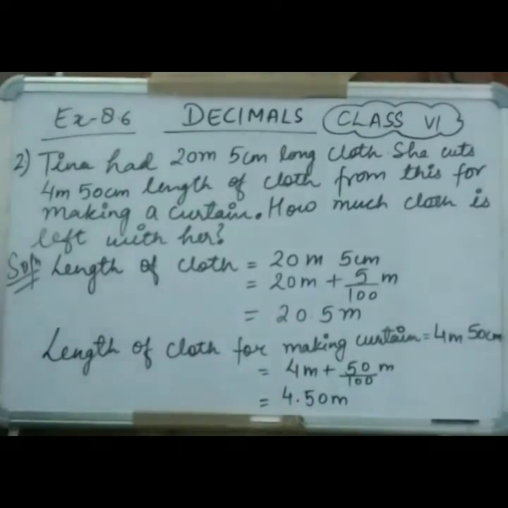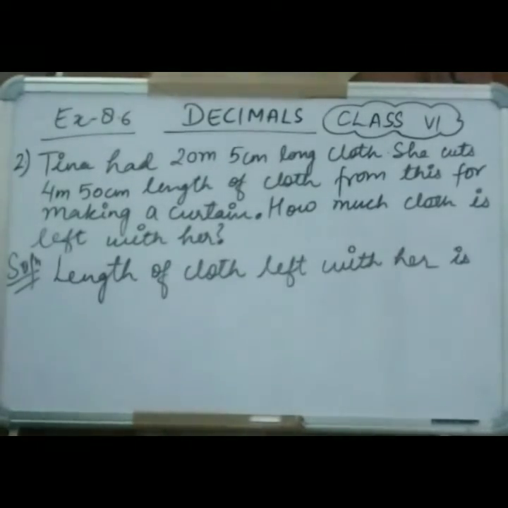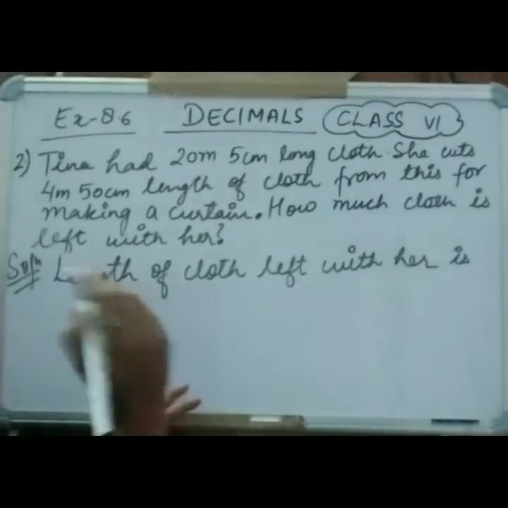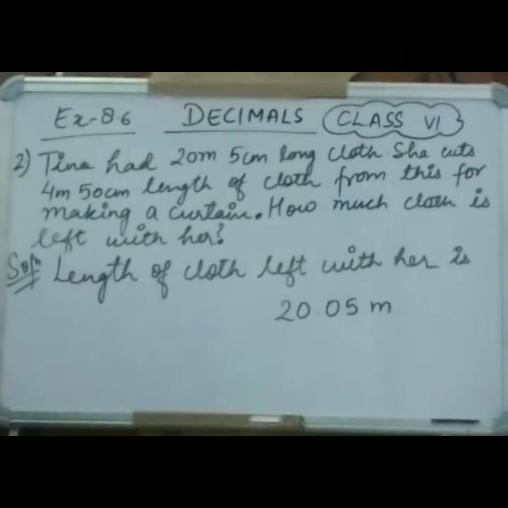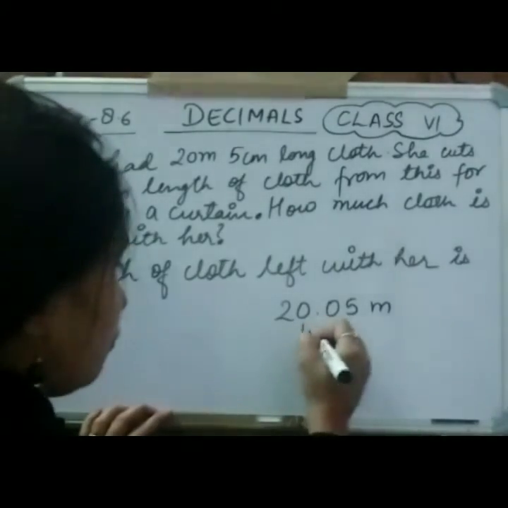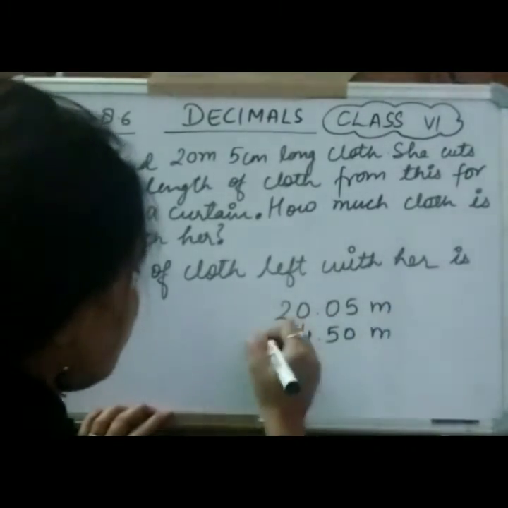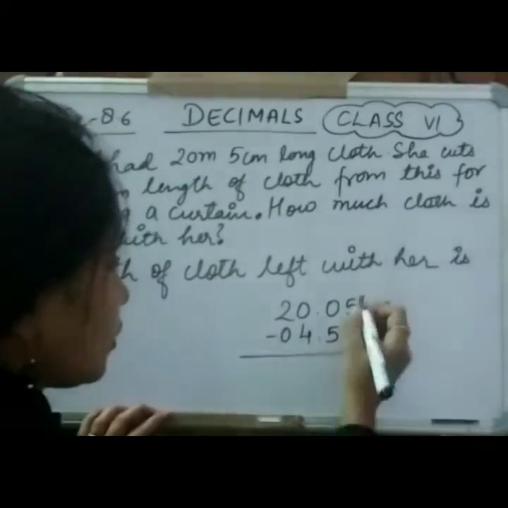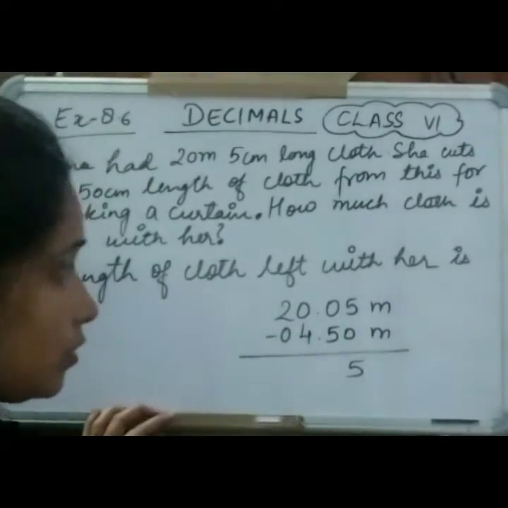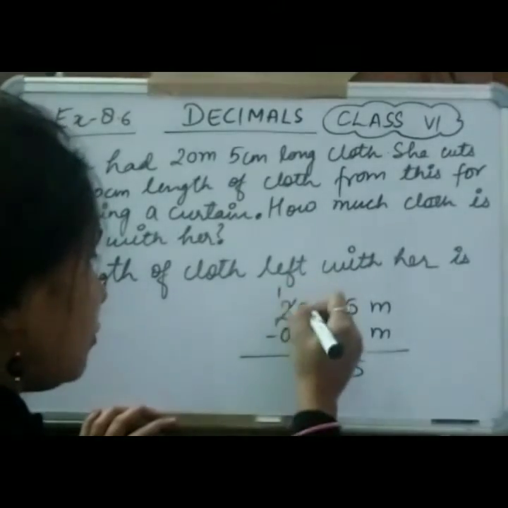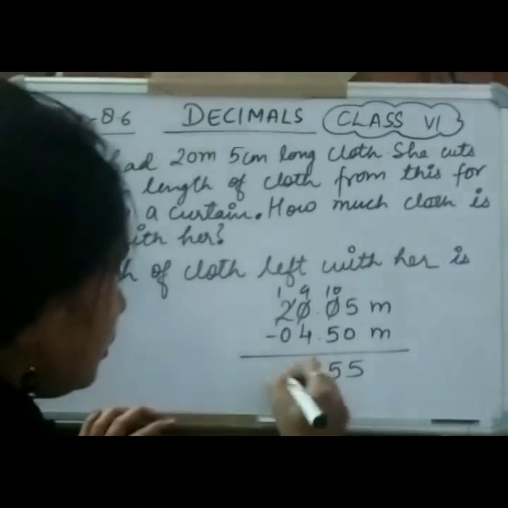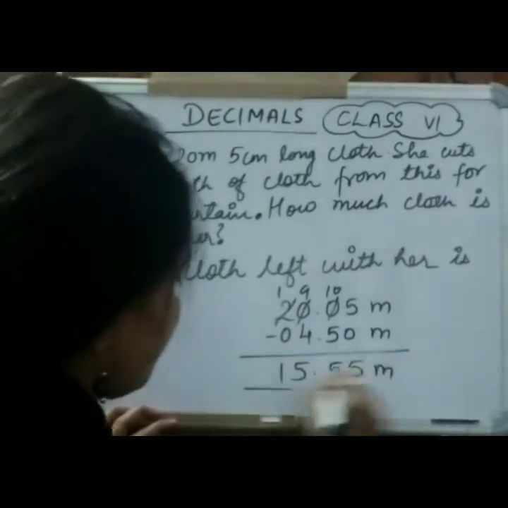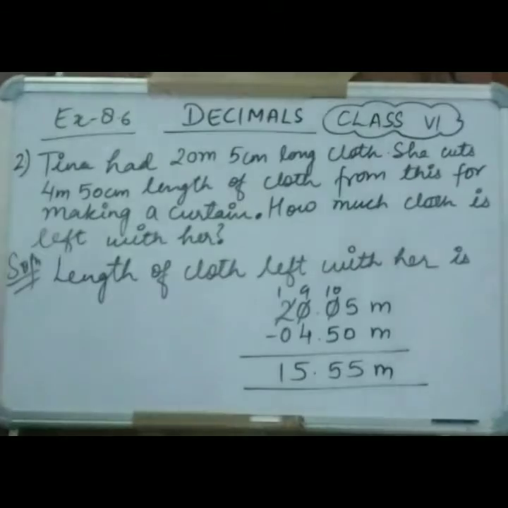Now we will find the length of the cloth left with her. Now see, length of cloth left with her is 20.05 meter minus 4.50 meter. Okay, so here 5 minus 0 is 5. So here it will be 1, 9 and 10. Again it is 5. Here again it is 5 and 1. It is 15.55 meter. Okay.